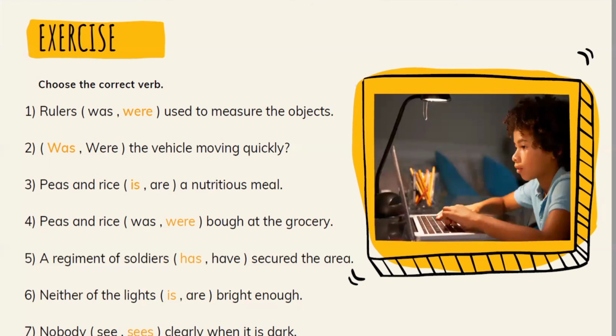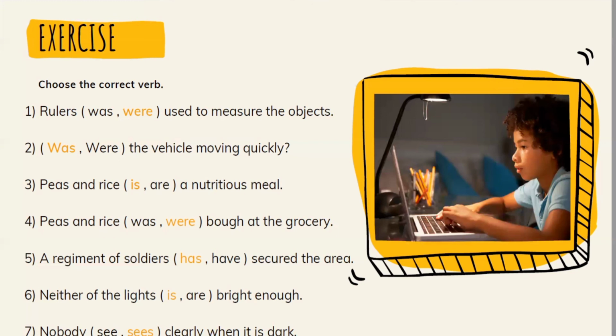Now let's look at number 3. This is a tricky one. Peas and rice is a nutritious meal. Now, did anyone put peas and rice are a nutritious meal? Well, that would be incorrect, because in this instance, we are saying that peas and rice is a meal, one nutritious meal. They go together. We consider them as one subject because it's referring to one meal that you can have.